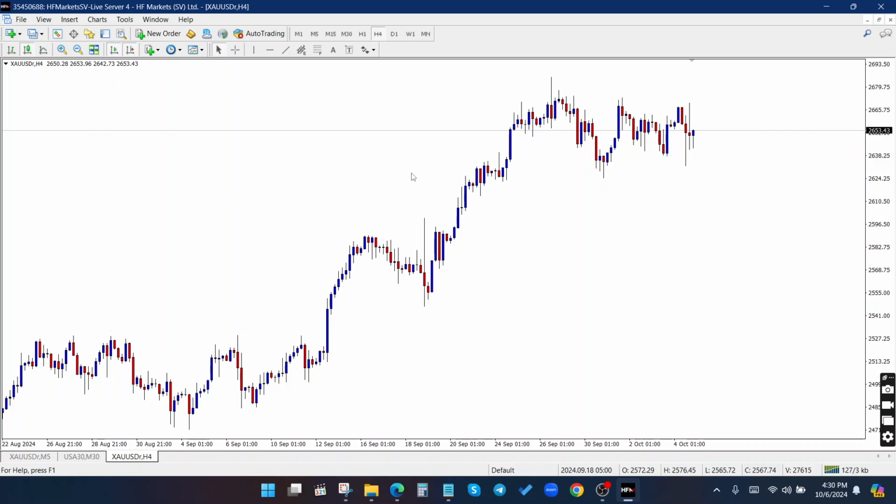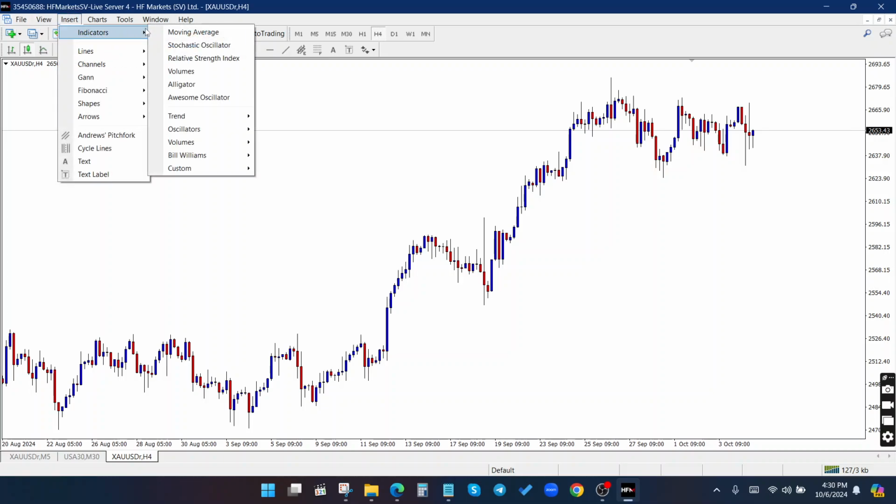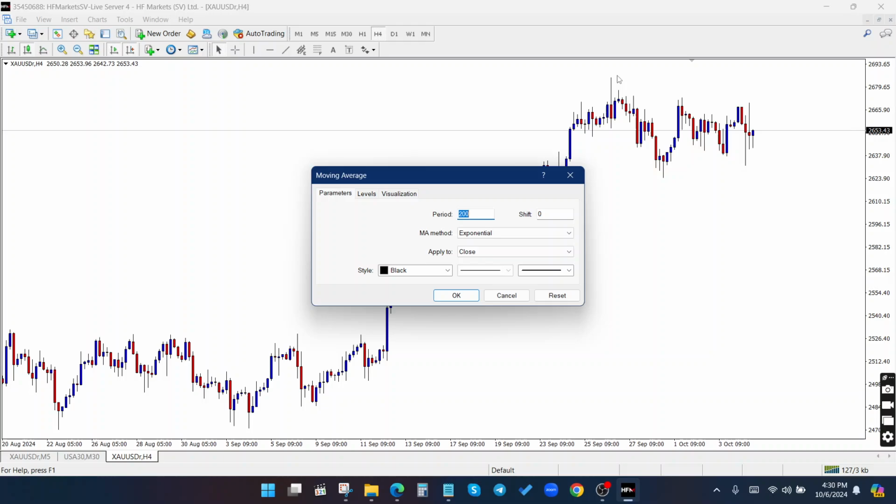Meanwhile, let us set up the 200 MA on our chart. Just go to insert, indicators, moving average. This is the MT4 platform, so I am describing how to set it up on the MT4 platform. Now you can put in the 200 value here, then you can choose between SMA, EMA, smoothed or linear weighted moving average. But for this video, we're going to be using the simple moving average.